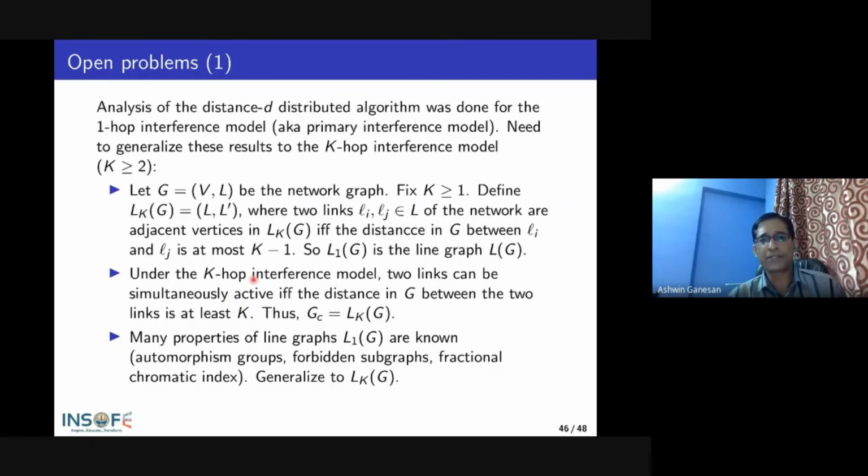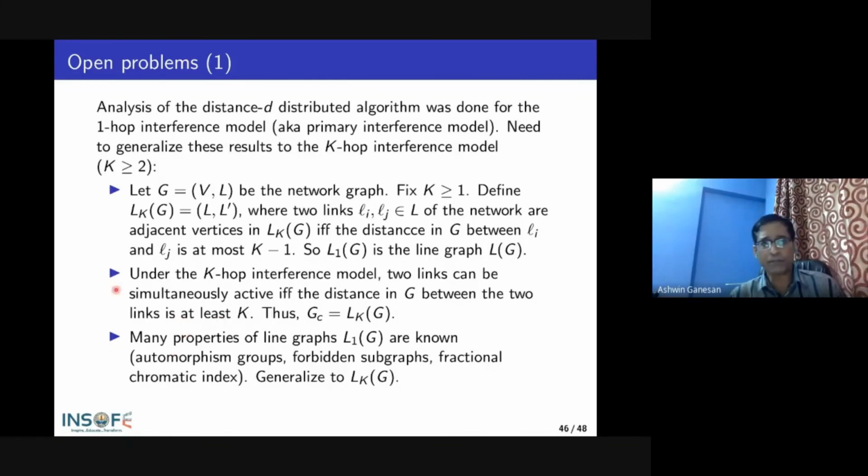So under the k-hop interference model, two links can be simultaneously active if and only if the distance between the two links is at least k. So basically this is a stronger form of interference. When interference is very high, even edges which are apart by a distance of one edge, if two edges have only one edge between them, they might be a matching, but they might still interfere with each other. So in a two-hop interference model, you require any two edges which want to be active at the same time to have at least distance 2 between them.